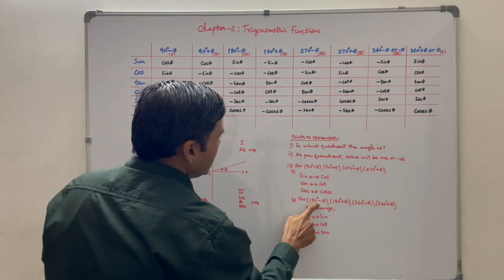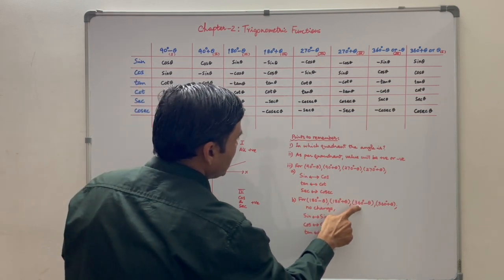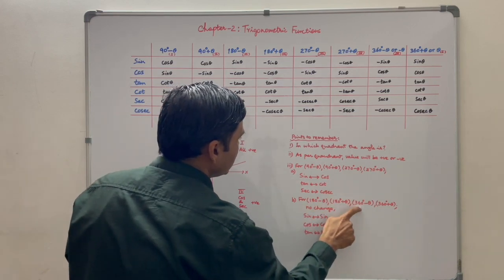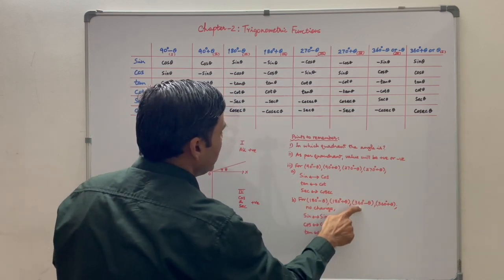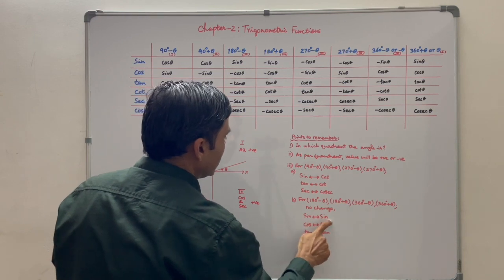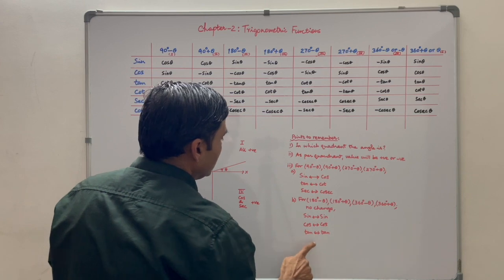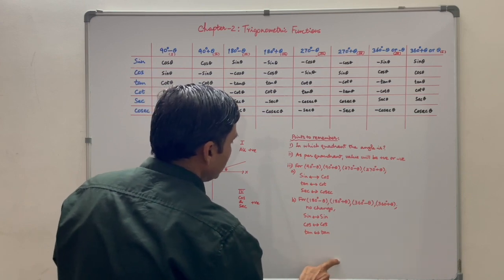For 180 minus theta, 180 plus theta, 360 minus theta, and 360 plus theta, means where 180 or 360 is involved, there will not be any change. Means sine will remain sine, cos will remain cos, tan will remain tan, cot will remain cot, sec will remain sec, and cosec will remain cosec.